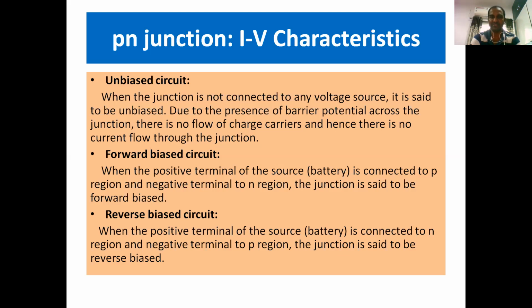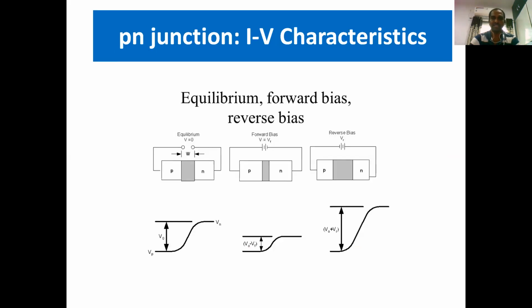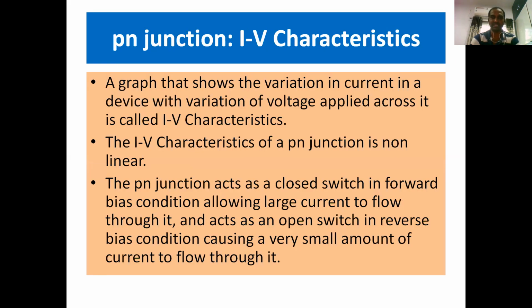And if you consider the reverse biased circuit, the positive terminal of the source is connected to the N region and the negative terminal is connected to the P region. Then the junction is said to be reverse biased. And these are the three schematic representations of unbiased, forward bias, and reverse bias conditions.